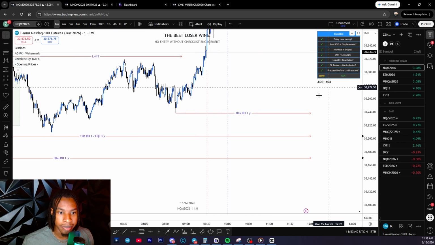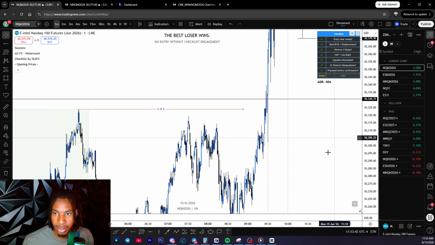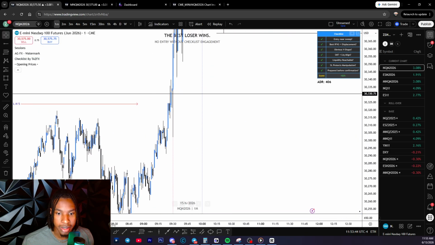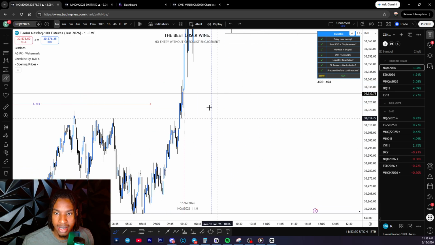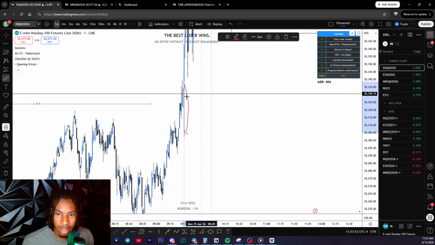So getting into where the market opened right here. See, market opens right here. Boom, we're already taking out London highs. We tried to give a quick confirmation here, but I was looking for all of these gaps to get invalidated, and the market did not do that.